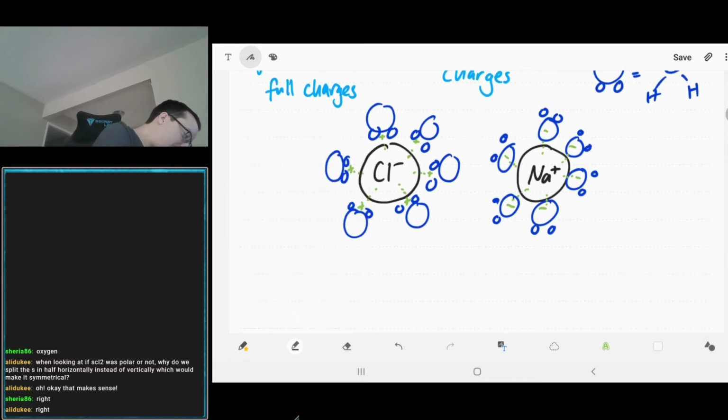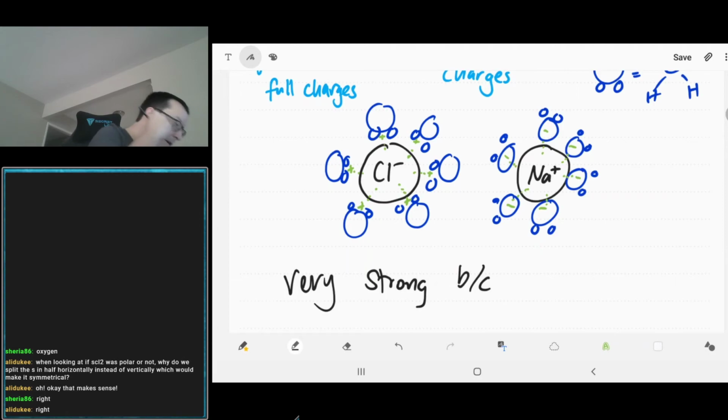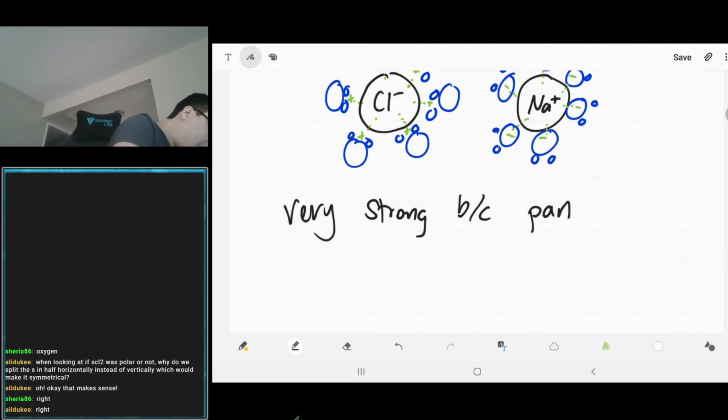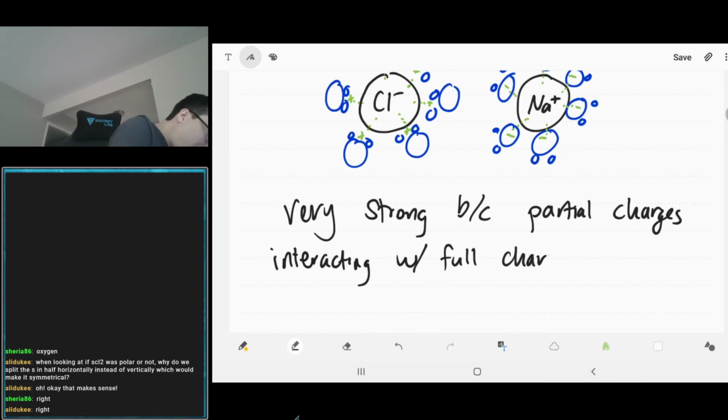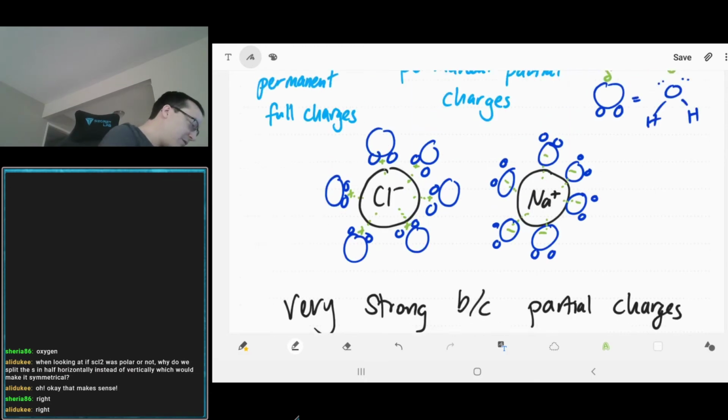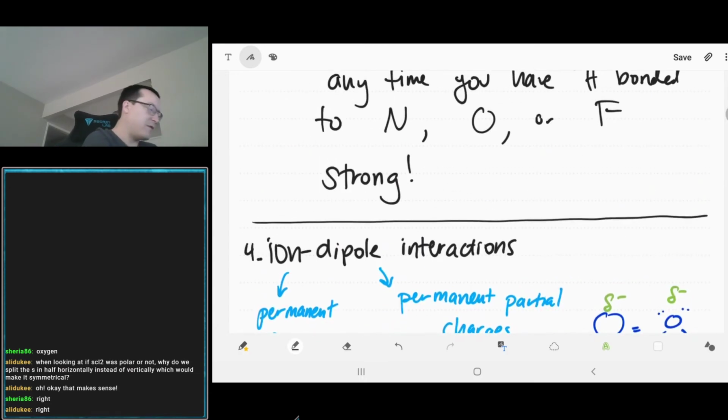So this is going to be very strong now because we have partial charges interacting with full charges. So that's going to make this the strongest one so far. Actually, it's going to be the strongest one because this is the last one for us. So, did I put a number four on this? There we go. That's our fourth one.